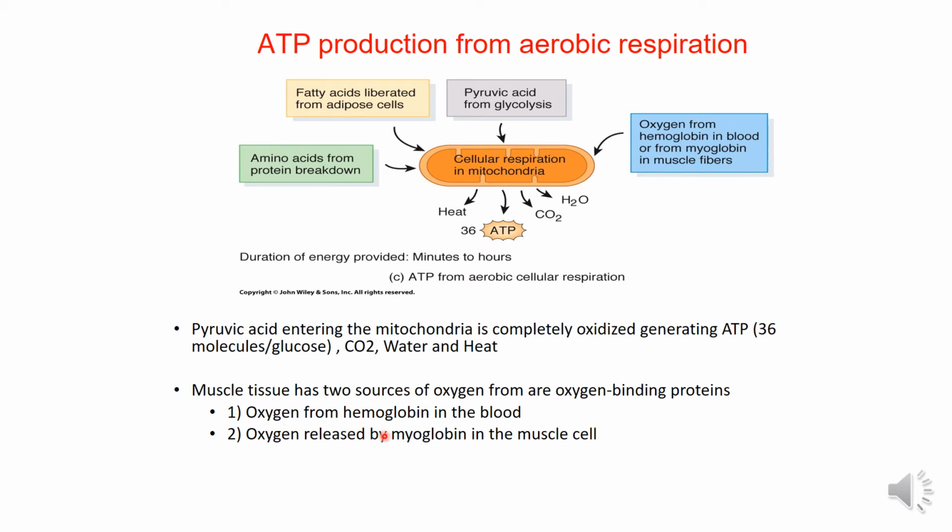Number one, oxygen from hemoglobin in the blood, and oxygen released from myoglobin in the muscle cell. Myoglobin is a protein located inside the muscles, like the red muscle fibers and the cardiac muscle fibers. This myoglobin is an oxygen store located inside the muscle. When there is marked deficiency of oxygen supply, the myoglobin liberates the oxygen and gives it to the muscle to be used for the formation of ATP.